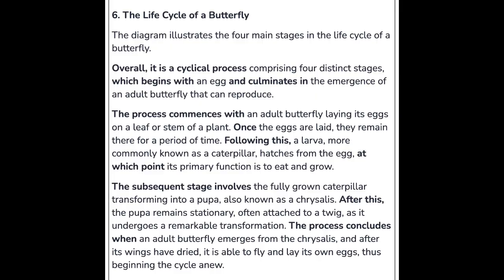The process concludes when an adult butterfly emerges from the chrysalis, and after its wings have dried, it is able to fly and lay its own eggs, thus beginning the cycle anew.